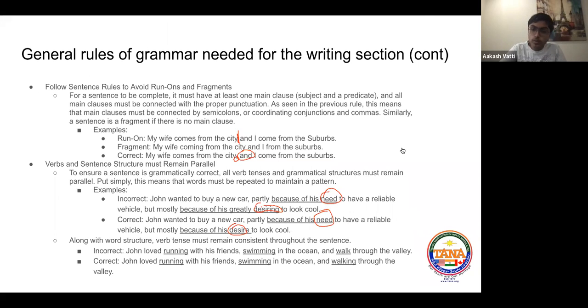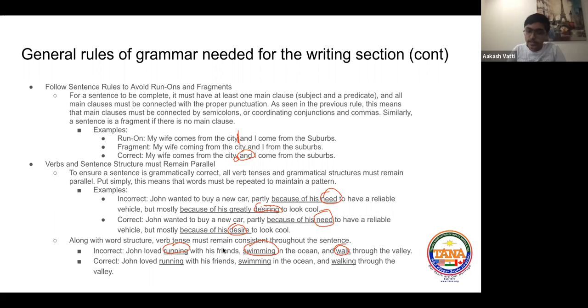All right. So along with word structure, verb tenses must also remain constant throughout the sentence. This basically means you can't say in part of the sentence you're running and then just say you walk. An example of this would be: John loved running with his friends, swimming in the ocean, and walk through the park. This doesn't work because both the words running and swimming have the word ending in ing, and it's like an action. This walk just doesn't make sense because the other two are phrased differently.